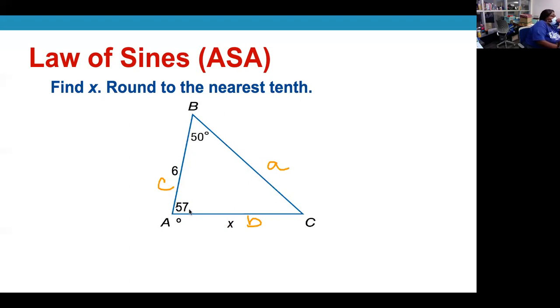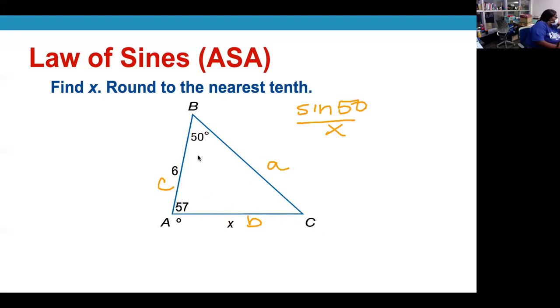If I decided I wanted to do 57 for angle A, I don't know the length of side A, so that's not gonna help me. That's two things that I wouldn't know. I need to do B because that's gonna be what I use to find X. So I'm gonna say the sine of 50 over X, but A is not gonna work because that gives me an unknown. C also has an unknown, this angle.